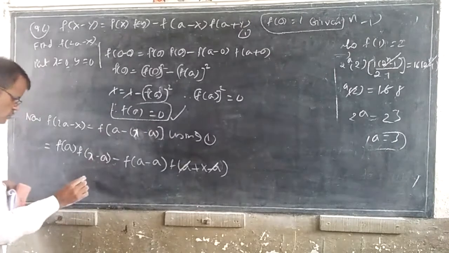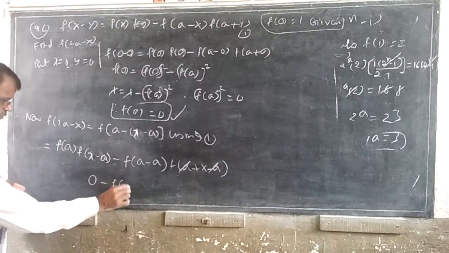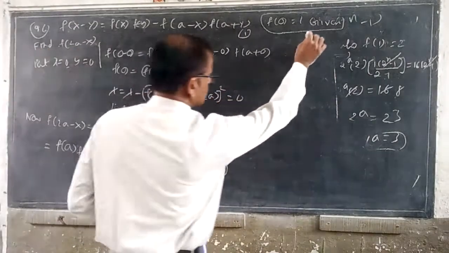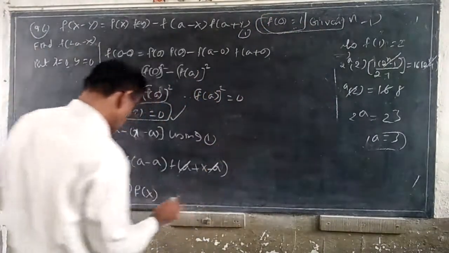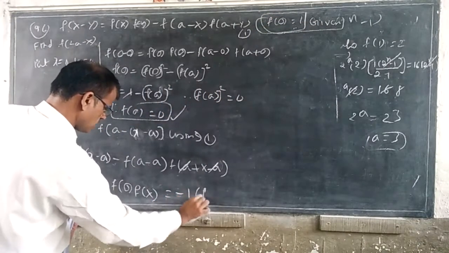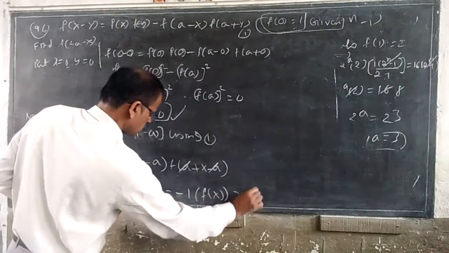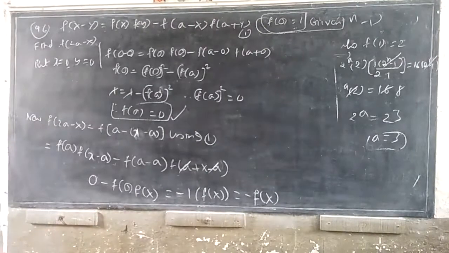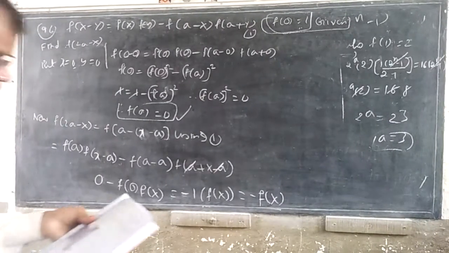Now f of a is 0. So this is 0 minus f of 0 into f of x. F of 0 value is given as 1. So that is equal to minus 1 into f of x. Yes, we got the answer: minus f of x.